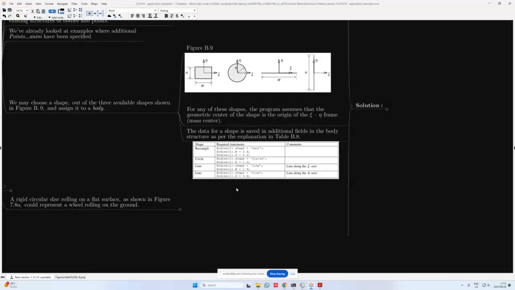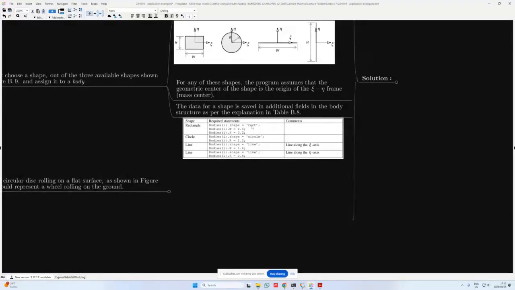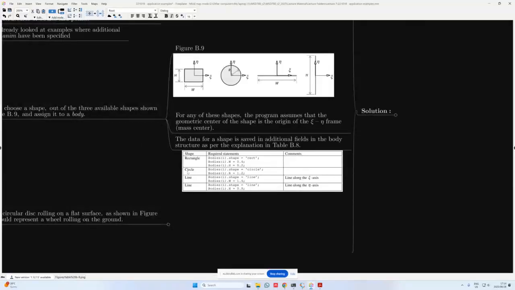The data for a shape is saved in additional fields in the body structure as per the explanation in table B8, and this is also given in the DAP-BC user manual. But what you'll see is if we want to define a rectangle, the shape keyword that we use is RECT. Then we also give the width and the height of the rectangle. This is shown in figure B9. Then for a circle, we specify the shape as a circle and we give the radius of the circle. And then for lines, we can either define them in terms of their width or in terms of their height, and that will determine whether they're along the xi or the eta axes.